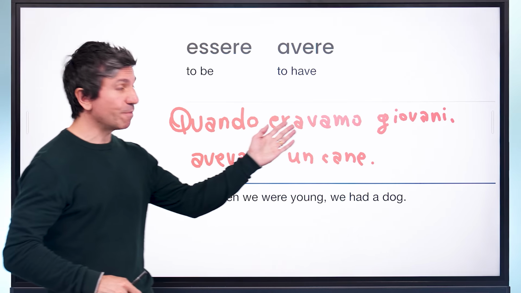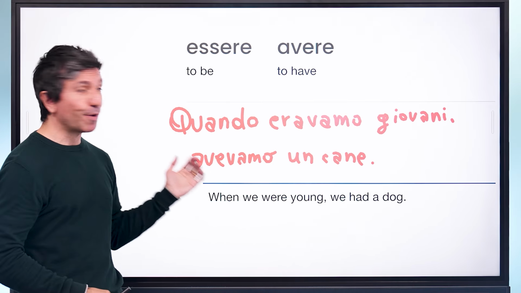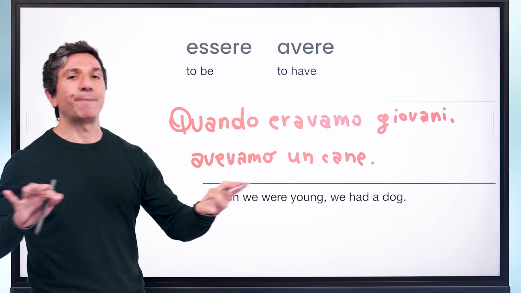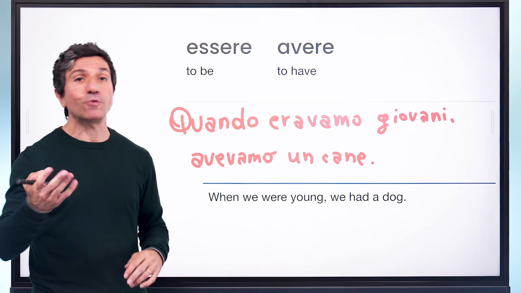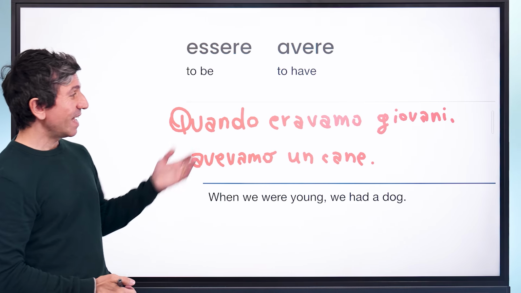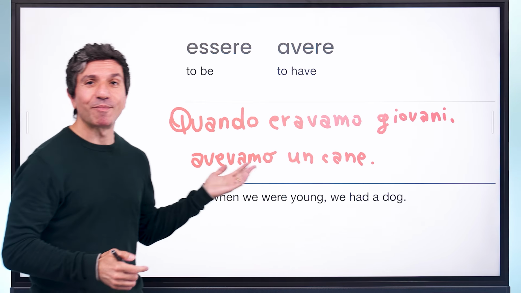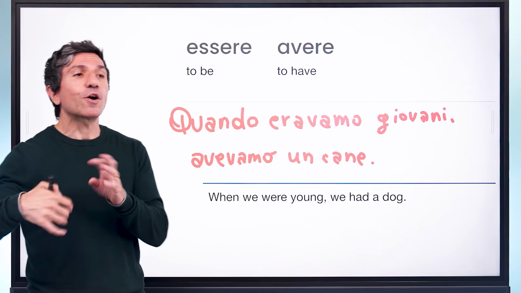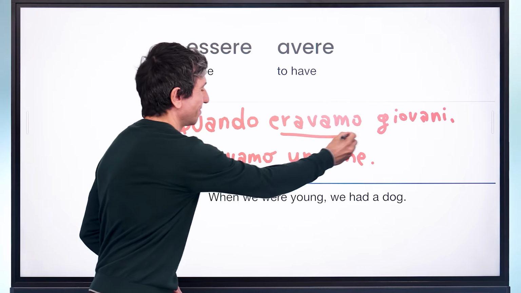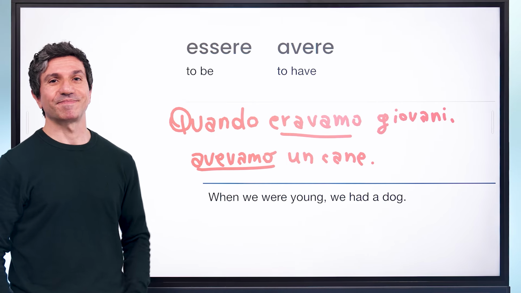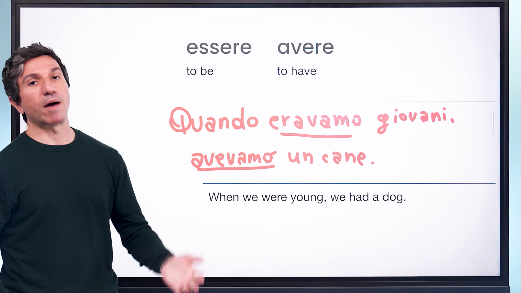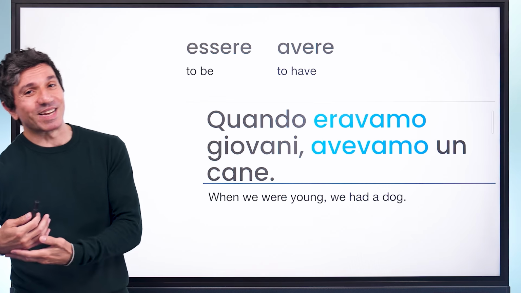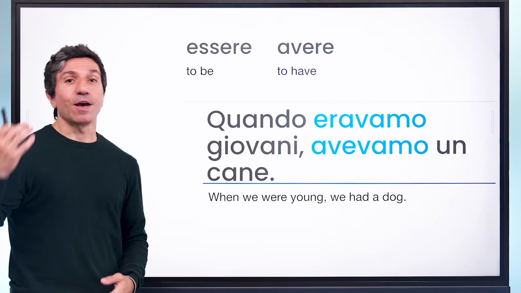Quando plus imperfect sentence, comma, imperfect sentence is used here because the sentence describes a past time frame and a situation that was ongoing. Eravamo and avevamo are both in the imperfetto, used for past descriptions and continuous states. Quando eravamo giovani, avevamo un cane. When we were young, we had a dog.